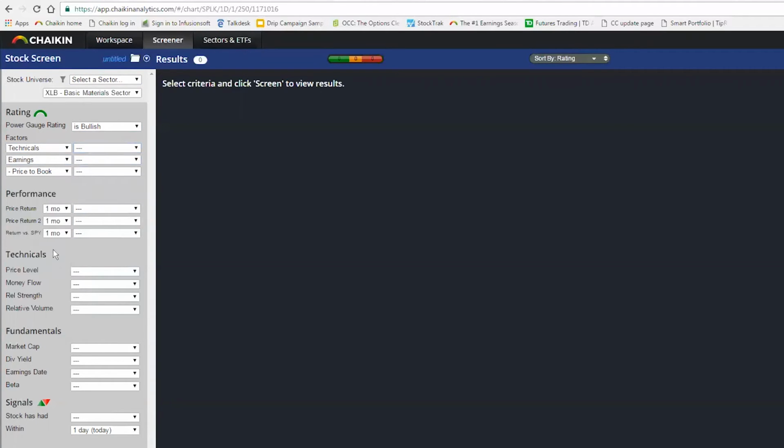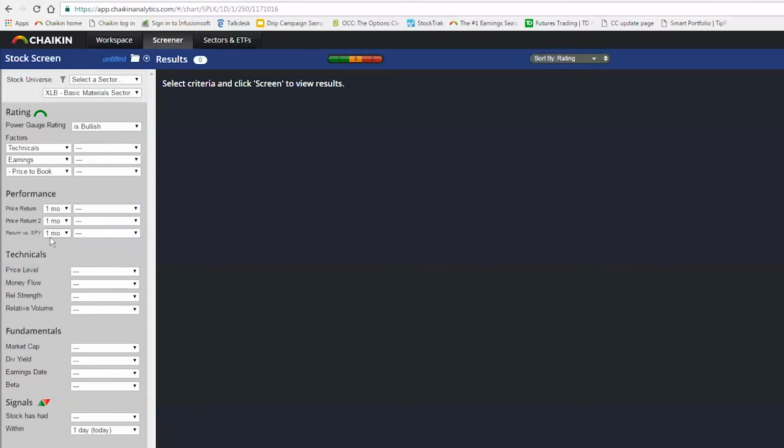Next is performance. This screens for stocks with certain performances over a set amount of time. These are the individual time frames: 1 week, 1 month, 3 months, 6 months, the entire year, or year to date. Once you've selected the time frame, you can then determine whether or not you want to screen for stocks that are up and by how much, or down and by how much. You can also look for ones that are at their highs or lows or near their highs or lows, regardless of whether or not they've moved very much recently.